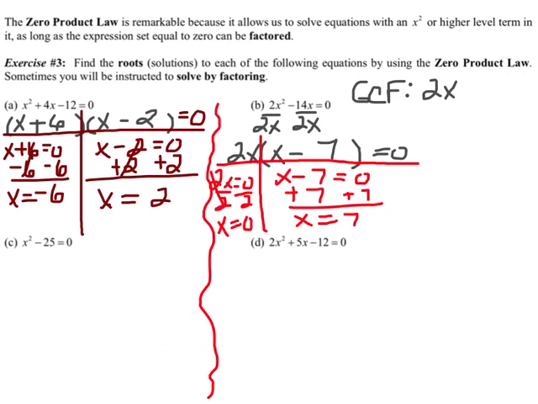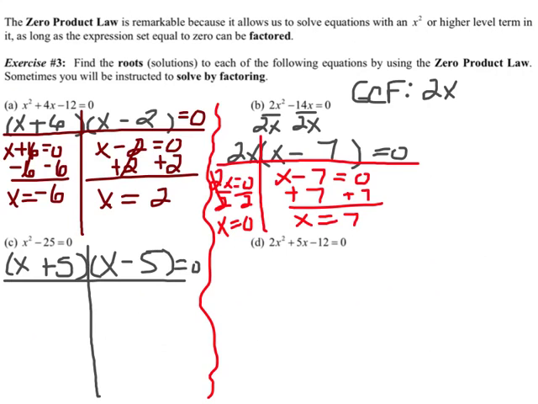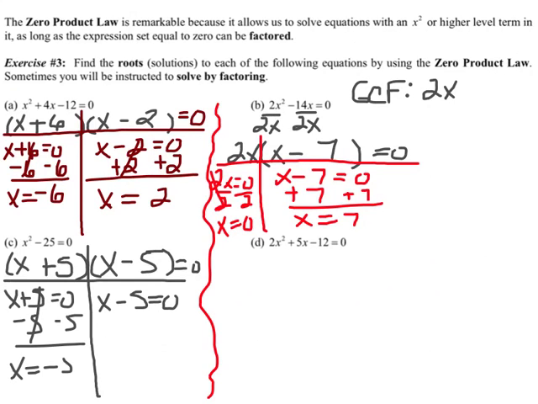C. I have a DOPS problem. X, X, plus and minus, 5, 5. Tee it up. X plus 5 equals 0, x minus 5 equals 0. Minus 5, minus 5: x equals negative 5. Plus 5, plus 5: x equals positive 5.